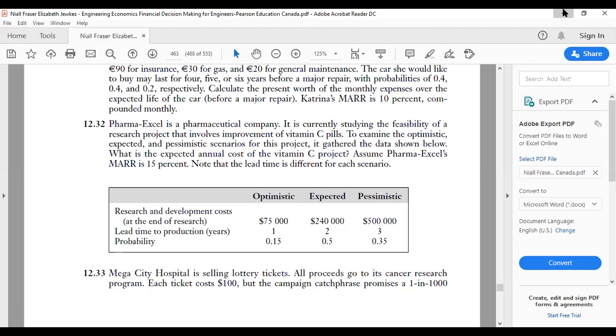I got 111,000 for the expected value. Oh, sorry. No, sorry, I'm looking at the average. So that was for my middle one. So a total here should be, right? Oh, okay. No, I didn't work it that way.